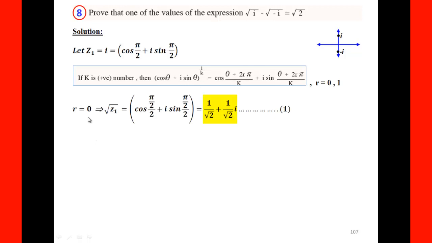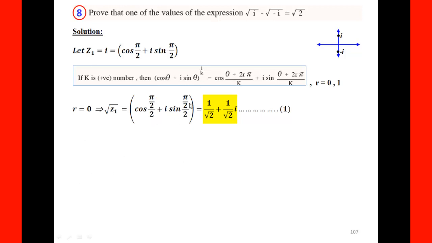When r equals 0, we get the first root. So root z1 equals cosine pi over 2 plus i sine pi over 2. When you substitute theta equals pi over 2 like this and r equals 0, this part will be equal to 0. So we have cosine of pi over 2 all over 2. It is pi over 4. And you know that pi over 4 equals 45 in degree measure.